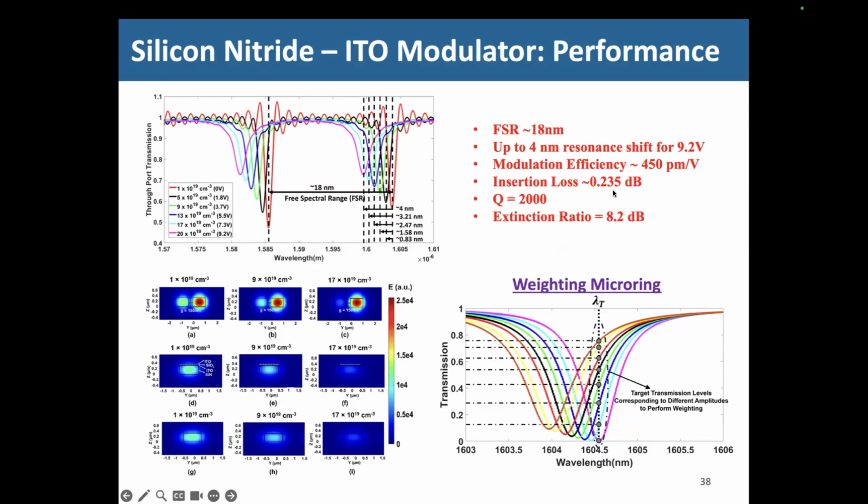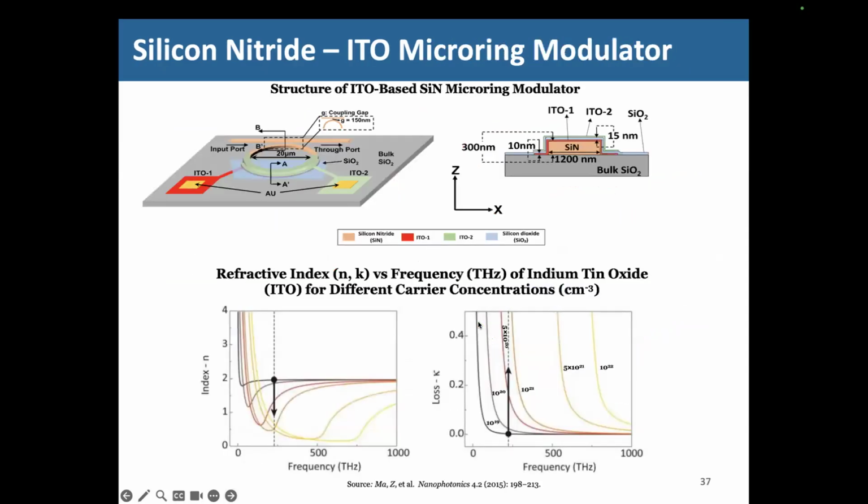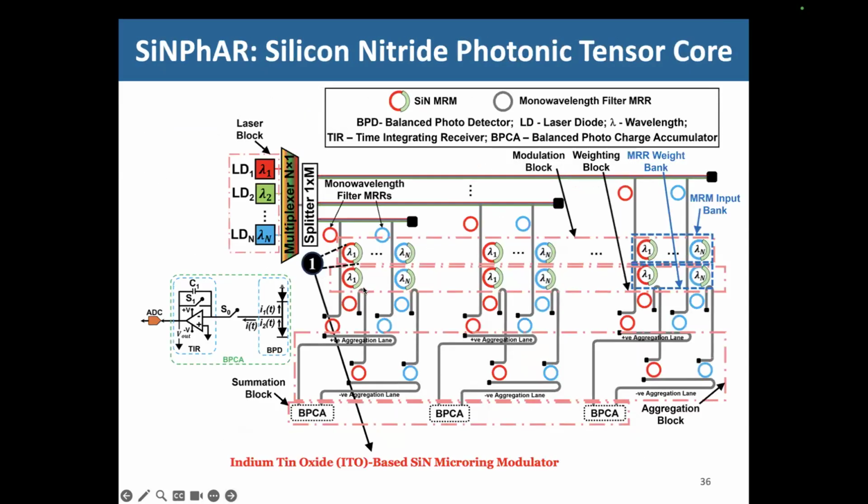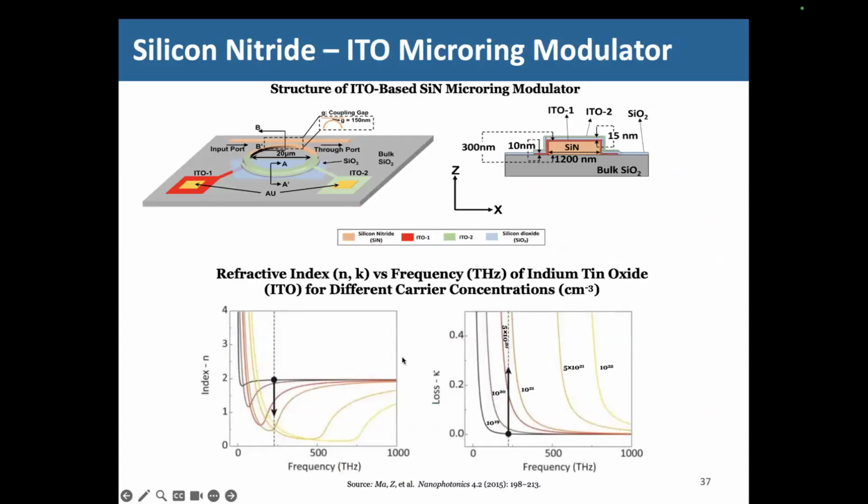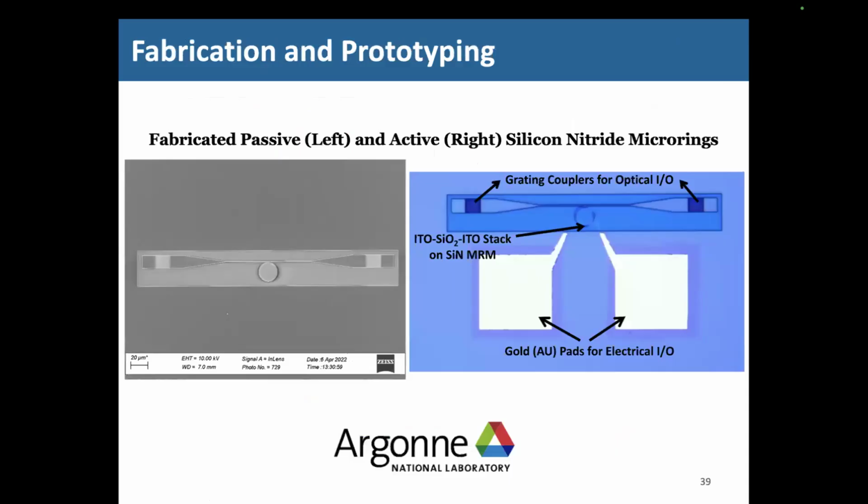In this case, the insertion loss was also low. The Q factor, we couldn't achieve a larger Q factor. 2000 was what we could achieve, and the extinction ratio we achieved was like 8.2 dB. And we could use that as a weighting microring as well as the throughput microring. For negative results, again, we could use active filtering: if the sign of the multiplication result can be pre-processed, then we can change the transmission and achieve the subtraction that way as well.